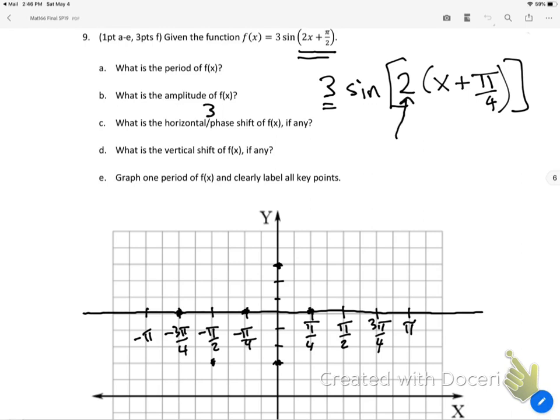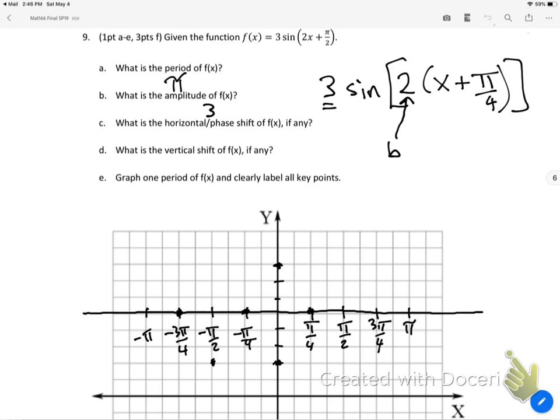Now, this will give us the period. In other words, to find the period, if you remember, it's 2 pi over b. That is b. So 2 pi over 2 is pi. So that's the period. Okay? Let's erase some of this.